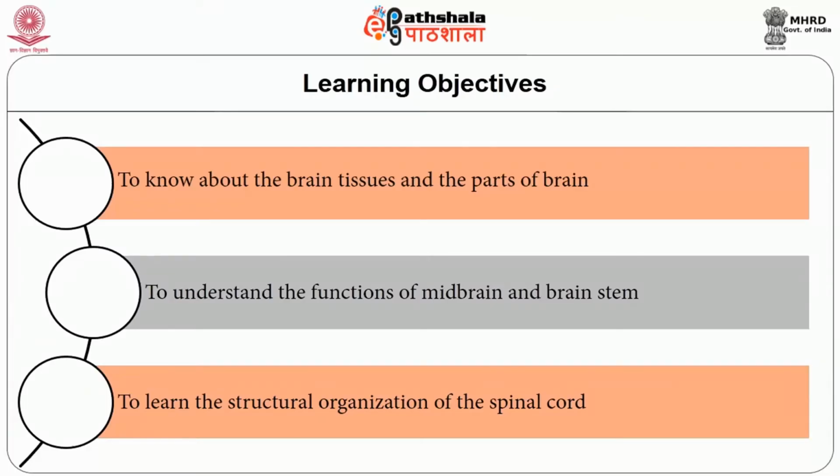The blood supply to the brain originates from the first major arterial branches from the heart, ensuring that over 20% of the entire supply of oxygenated blood flows directly into the brain. This module will enable you to know about the brain tissues and the parts of the brain, to understand the functions of the midbrain and brainstem, to learn the structural organization of the spinal cord.